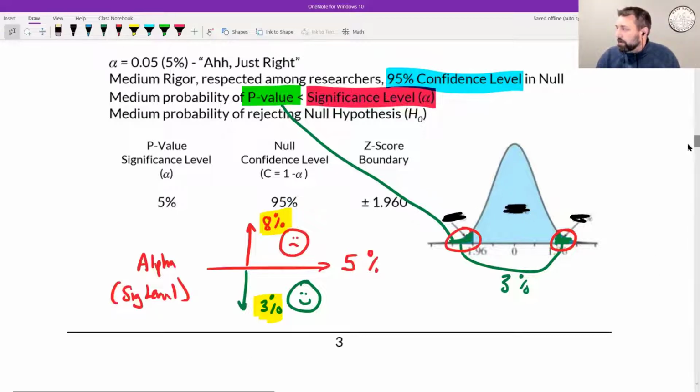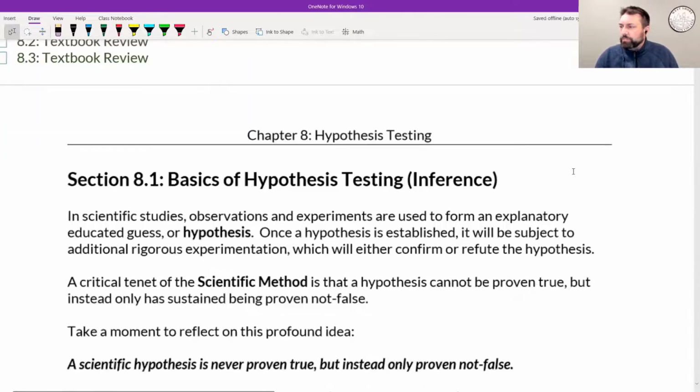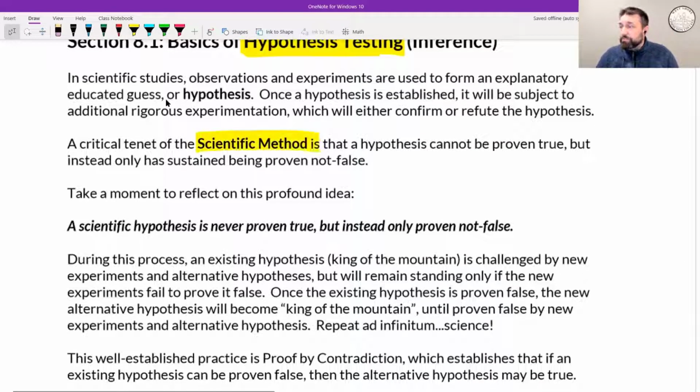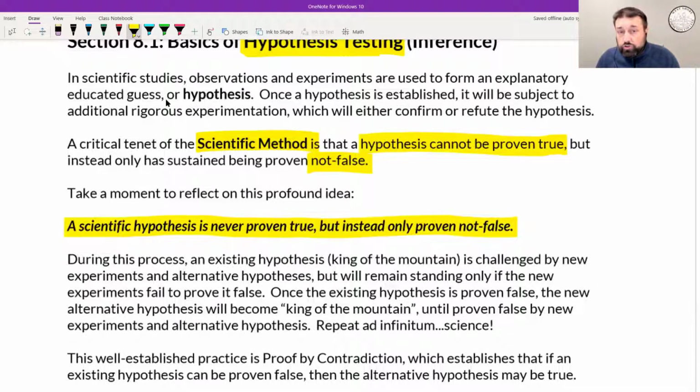Now that you sort of understand the big idea, let's go back up to the top and talk about some vocabulary terms to go along with this idea. Hypothesis testing. Hypothesis testing has been part of the scientific method for a very, very long time. The scientific method says that when you make a hypothesis, an educated guess to explain something, a hypothesis cannot be proven true, but instead it can only be proven not false so far. This is kind of a proof by contradiction. A scientific hypothesis is never proven true. It's only proven not false.